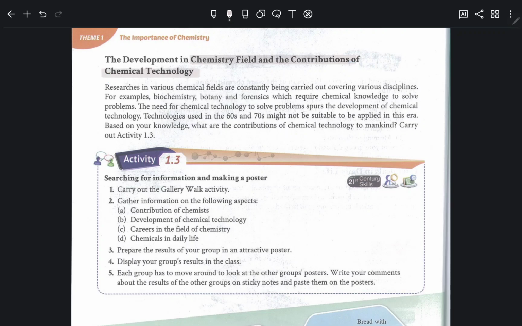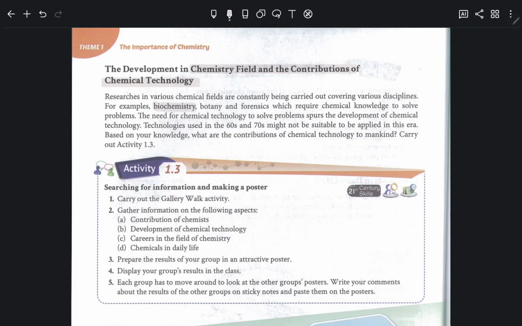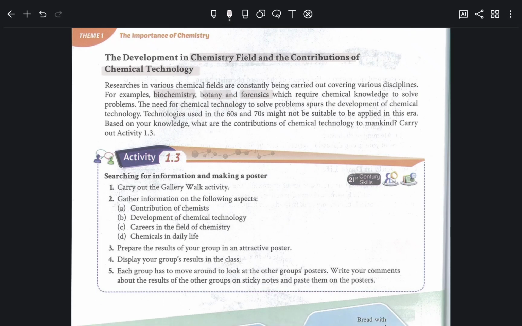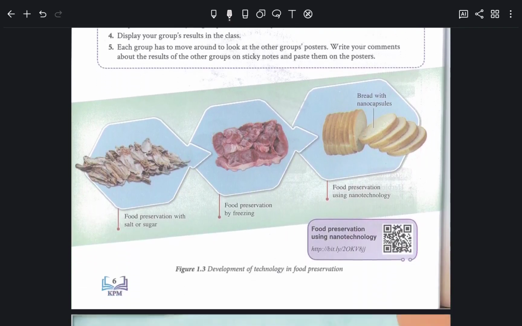Okay, basically research in various chemical fields is constantly being carried out. This is the history. You can read the history. I don't like to read the history, but biochemistry, botany, forensics which require it. I'm currently doing biochemistry also. So you can read and know about the chemical applications, but this is just an intro, just to sweeten the content. The main content is down here.